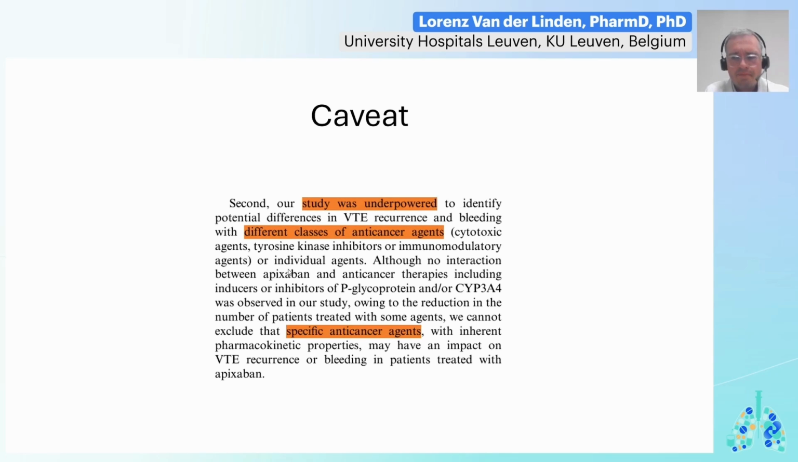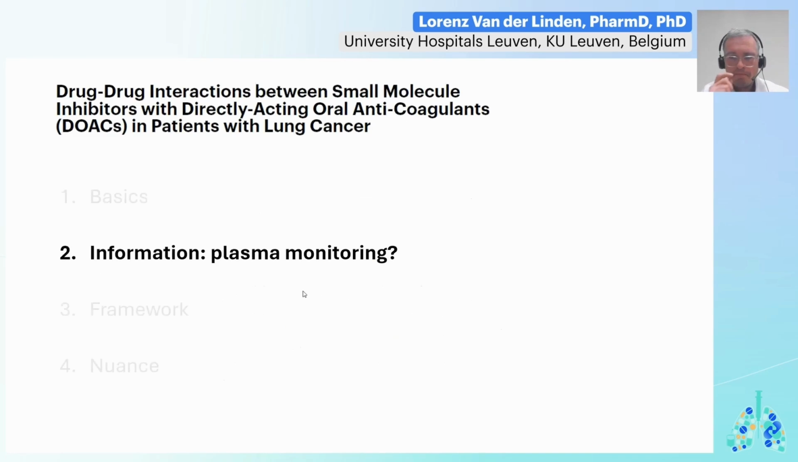But, always a but. Such analyses are reassuring for sure, but there are some limitations. About 25% had lung cancer in Caravaggio. A little bit more than half of all patients received active chemotherapy, but actually only a very small number of patients received targeted therapies, received small molecule inhibitors. So it was limited. So again, while reassuring, we cannot really draw strong conclusions regarding specific therapies. Perhaps plasma monitoring might help us to interpret the impact of these agents on DOAC exposure.